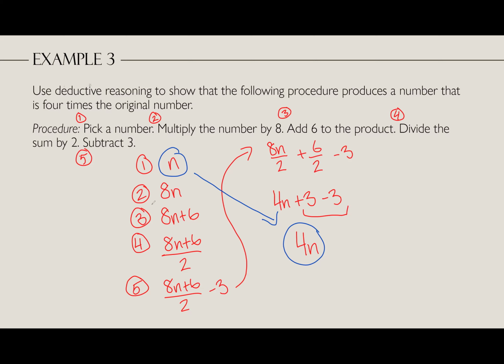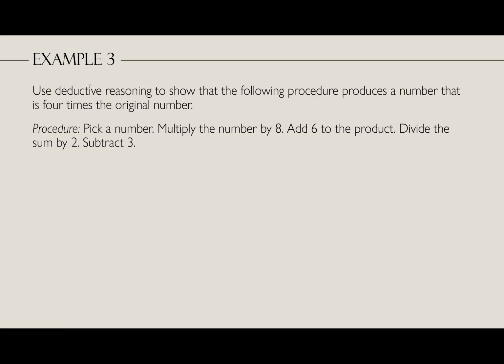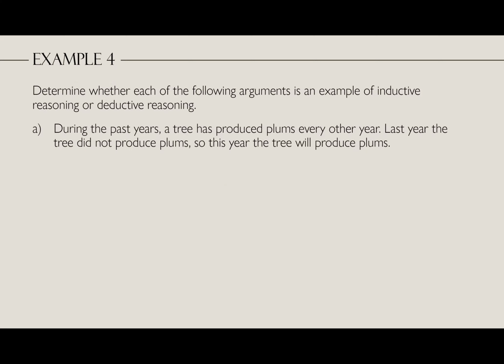The last thing I want to talk about in this section lecture is let's go ahead and look at some real world examples and let's identify if it's inductive or deductive reasoning. So example 4. Determine whether each of the following arguments is an example of inductive or deductive reasoning. So in scenario A, during the past years, a tree has produced plums every other year. Last year, the tree did not produce plums, so this year, the tree will produce plums.